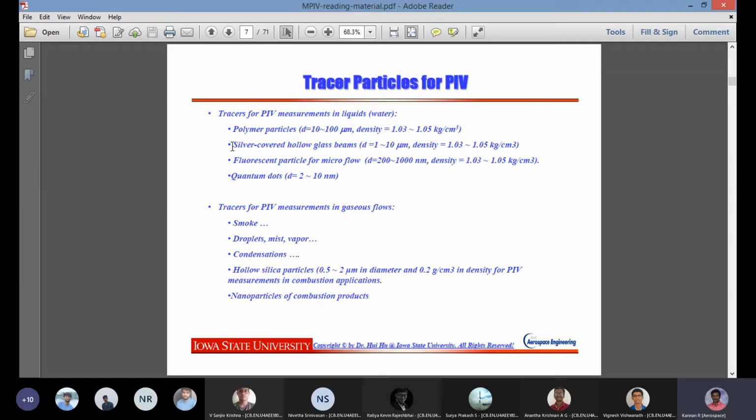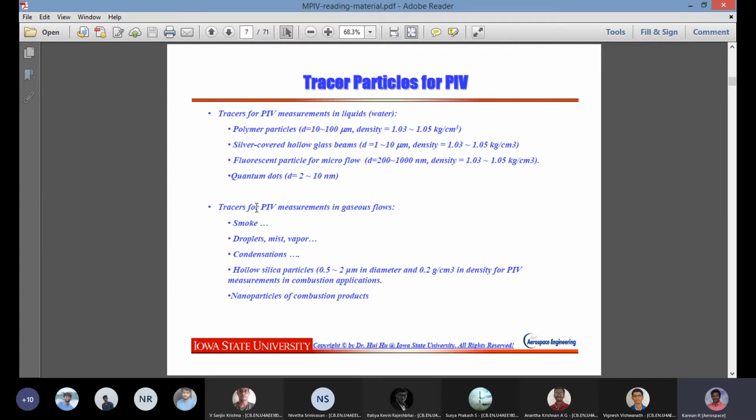The second one is silver covered hollow sphere beads. That is the one we used as a tracer particle in the case of water flow experiments. In the case of microflow, we put in fluorescent particles, because you have to choose the fluorescent particle wavelength so that it matches your laser light. Then only it's going to illuminate properly. They are also talking about quantum dots now, which are on the order of 2 to 10 nanometers.